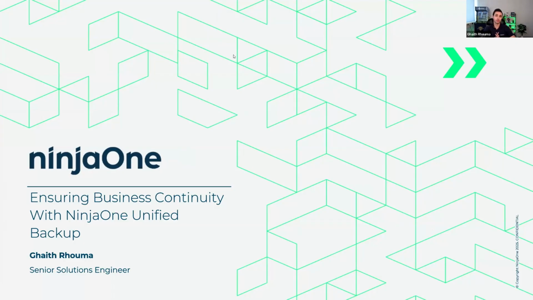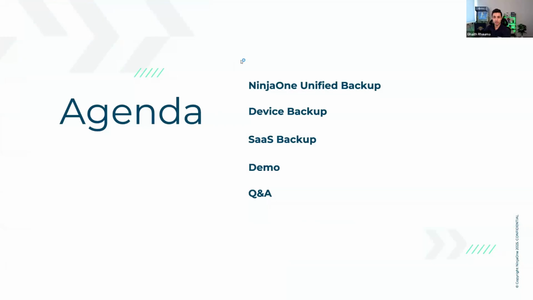Again, today we're going to have a deep dive, maybe for the couple of last attendees who just joined us. Backup in general is going to be our topic for today. This is our agenda. I'm going to try to keep it very concise, straight to the point. We're going to have a general overview of Ninja Unified Backup. What is Ninja Backup? What do we offer? What do we bring in terms of backup? Since we have two sides of backup, we have endpoint backup, device backup, and also SaaS backup. So we dissect both parts.